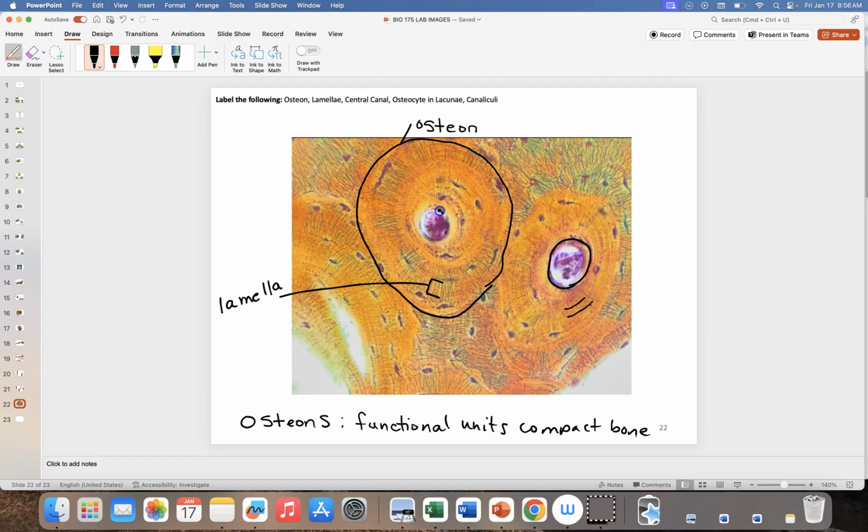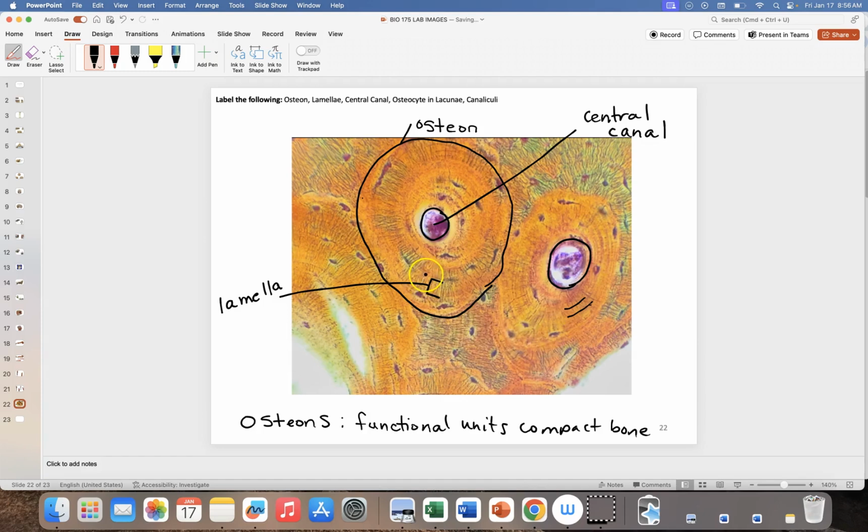Then we have this bullseye in the middle. This provides a route for blood vessels and nerves and is known as the central canal. Sometimes it's also called the Haversian canal.